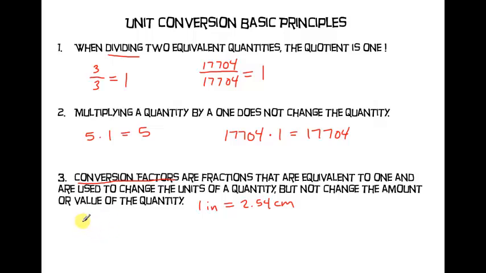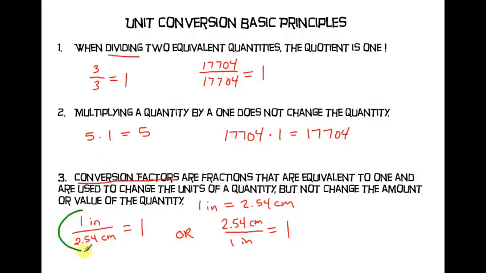Well, because those are equal, if I make a fraction out of them, 1 inch over 2.54 centimeters, 1 inch and 2.54 centimeters are exactly the same quantity, so they're equivalent, then that is equal to 1, according to our first property up here. Now we could also switch that around. What if we put 2.54 centimeters and divided that by 1 inch? Again, because these are exactly the same quantity, then that quotient is equal to 1. And so these are two examples of what we call conversion factors.